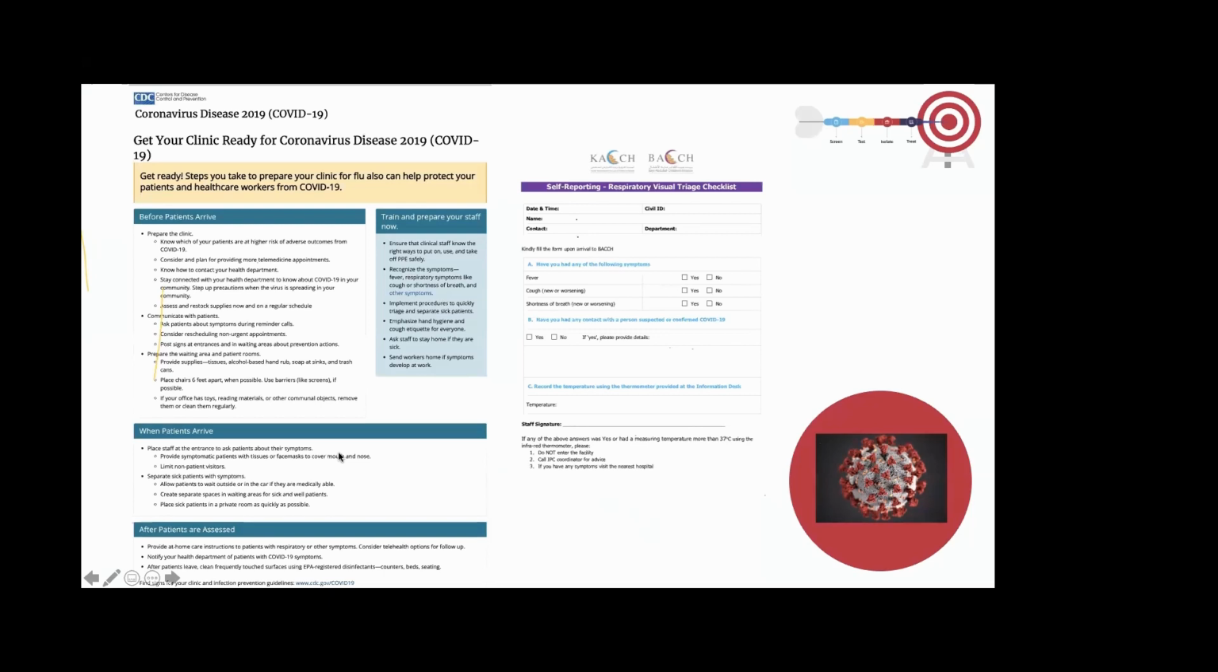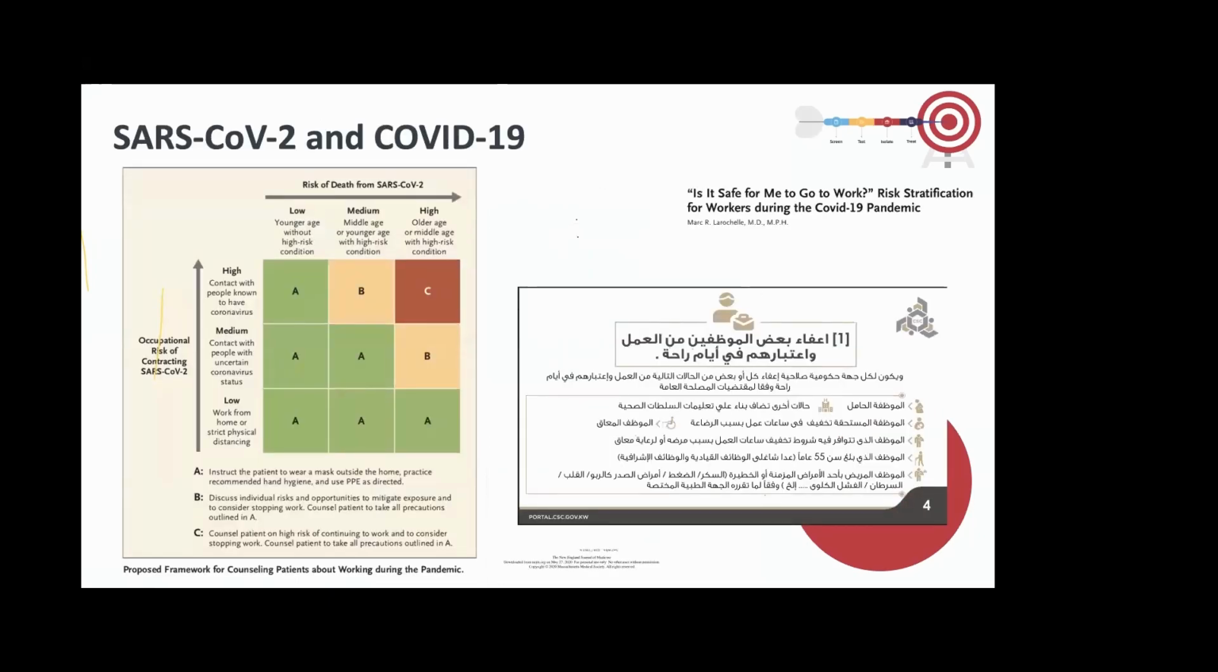So these are some of the guidelines that are accessible on the CDC website on how to prepare your clinic. There is a guideline also. You will see people coming as a patient, getting advice from you as a physician, whether they need to go to work or not. There is a nice perspective that was published in the New England Journal. It's called, Is it safe for me to go to work? Risk stratification for workers during the COVID-19 pandemic.